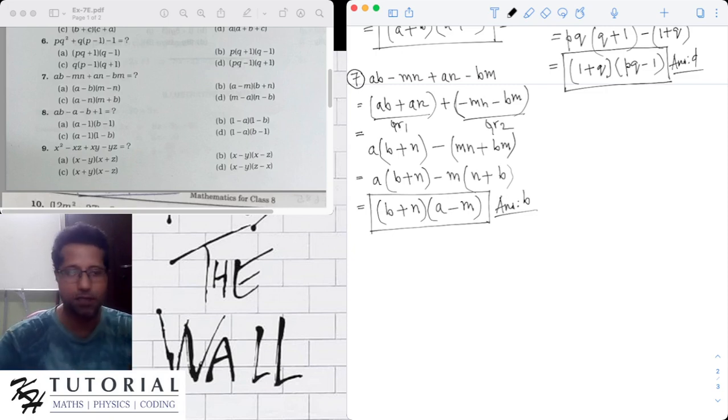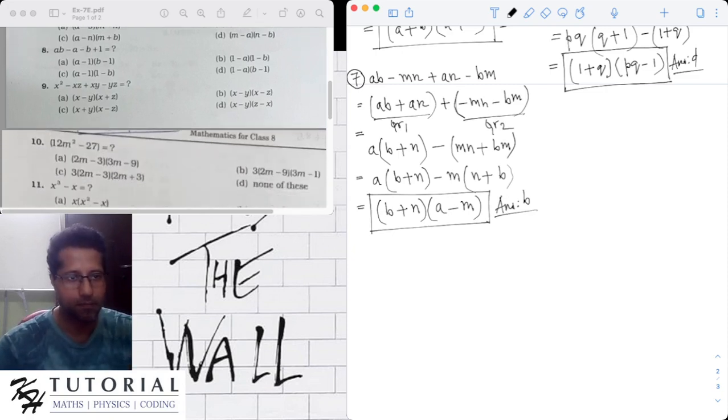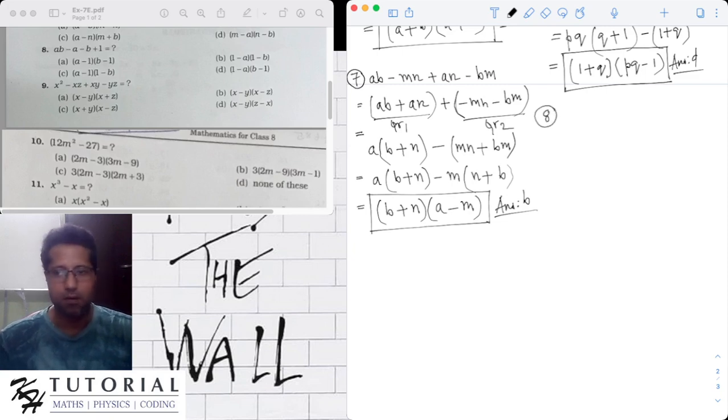Okay. Let's do problem number 8. AB minus A minus B plus 1. So clearly we will form two groups. The first group will be the first two terms, and the second group will be the last two terms. So this is equal to, let's say, AB minus A, and the second group is minus B plus 1. So this is group 1 and this is group 2.